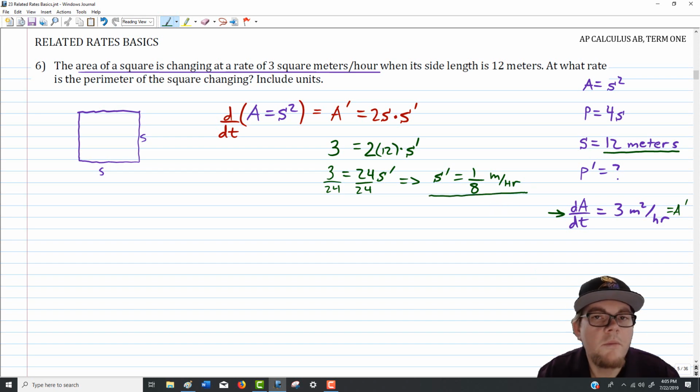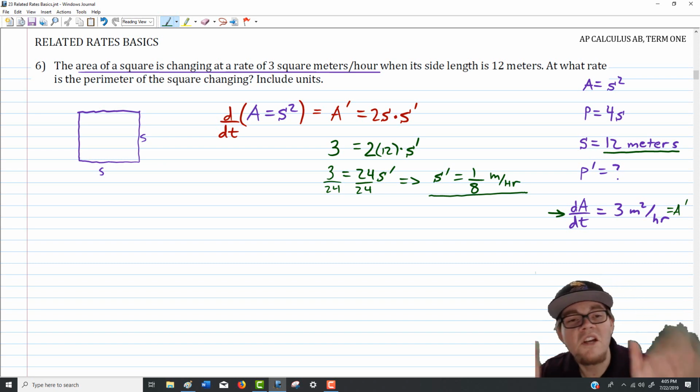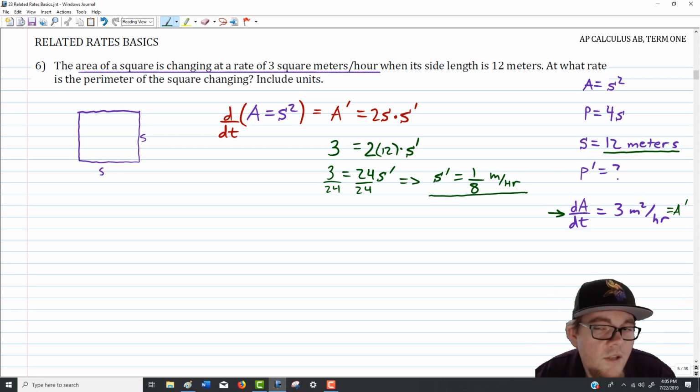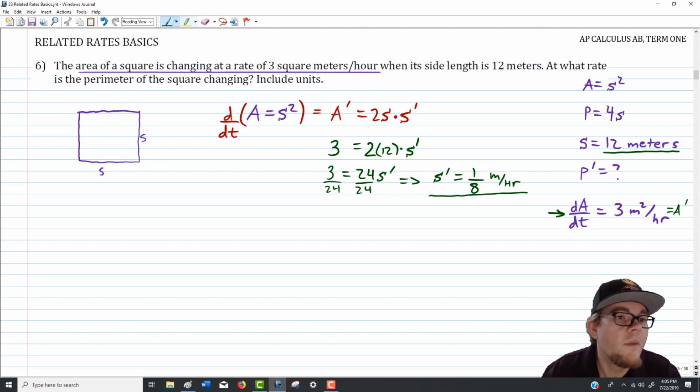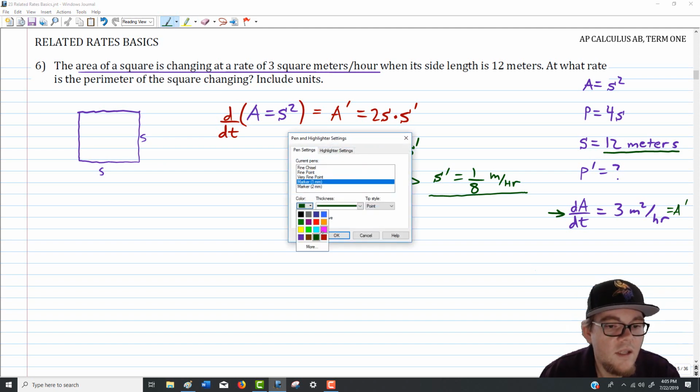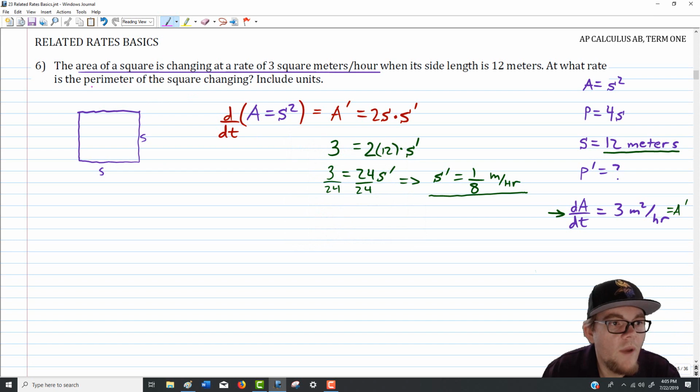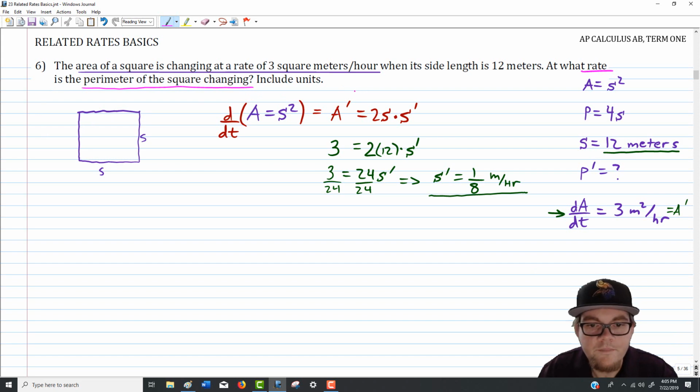Now in an easier problem, you'd just be done. You'd go, cool, that was what I was looking for. I wanted the side length rate of change. Done. But in this particular situation, we want to go a little bit further, because we are specifically asked in this problem to determine the rate of change of the perimeter. So at what rate is the perimeter of the square changing? So let's take a look at that relationship. P equals 4s. Well, if we want to know how the perimeter is changing, that means we want P prime. We need a P prime.